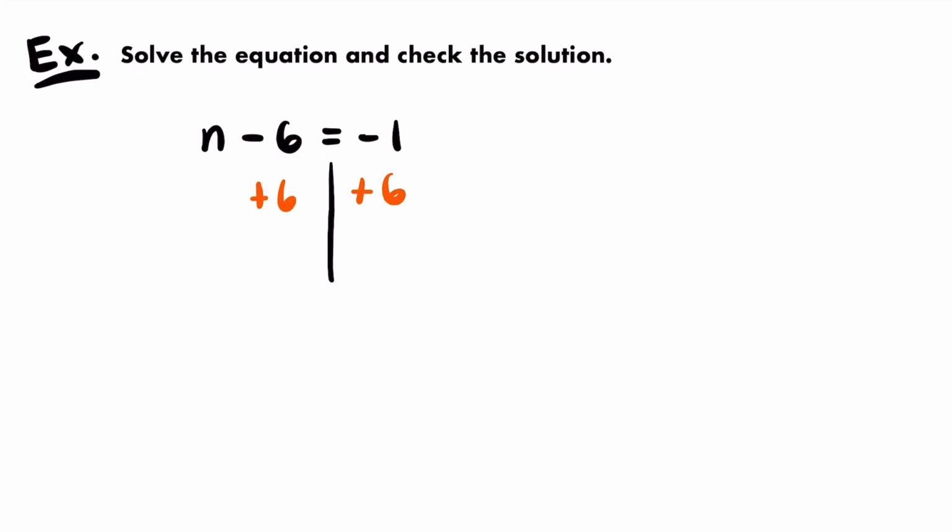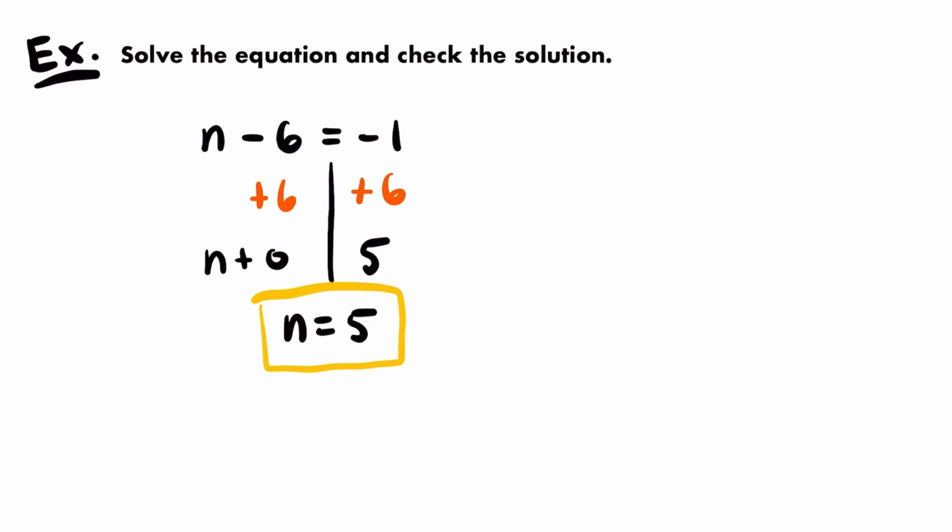Okay, so simplifying, we'll have n plus 0 because negative 6 plus 6 is 0. And then negative 1 plus 6 is positive 5. So we get 5 on this side, which gives us the equation n equals 5. And so 5 looks to be the solution to this equation.